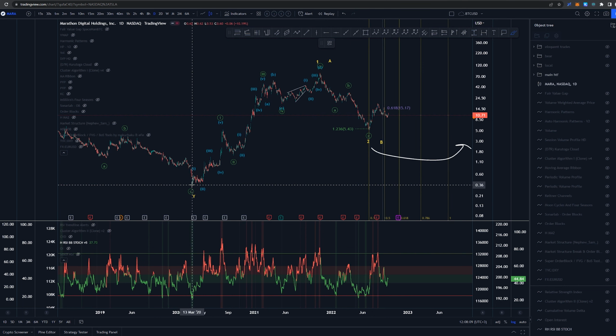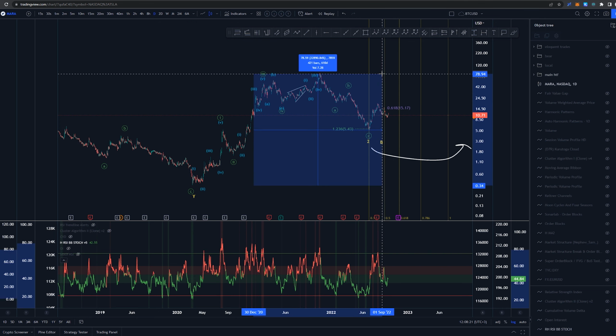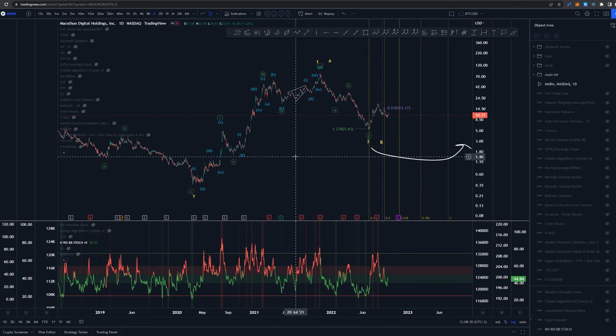Since the very lows, we're using logarithmic charts because these are very massive gains, from the 36 cents area all the way up to $83. So you can look at this as 24,000%. That is pretty good stuff right there. But in any case, let's take a look at the count itself.